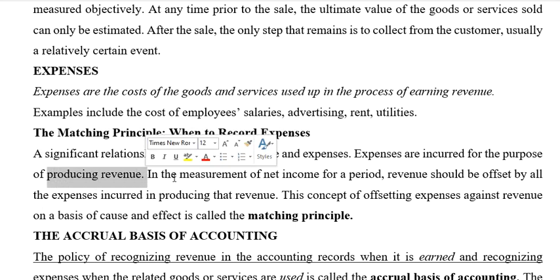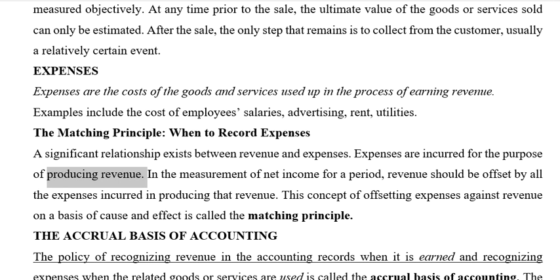expenses. Okay, in the measurement of the net income for the period, revenue should be offset by all expenses incurred in producing that revenue. This concept of offsetting the expenses against the revenue on the basis of cause and effect is called the matching principle. Simply, the matching principle tells you that you can write off the expense if this expense is basically producing the revenue of this specific accounting period.